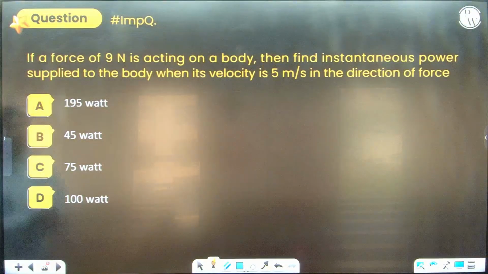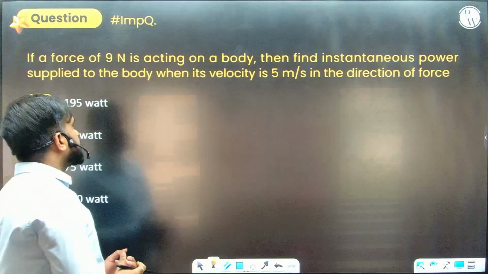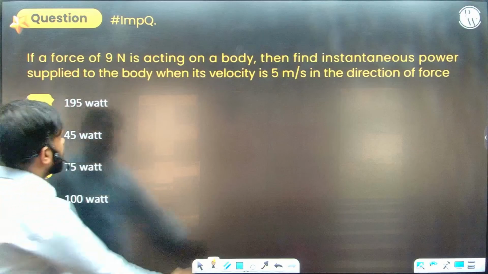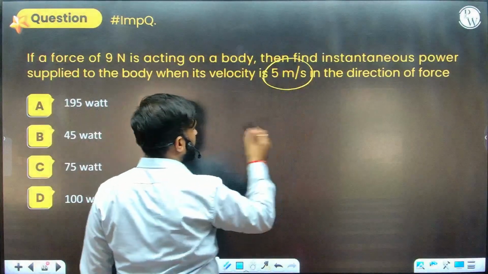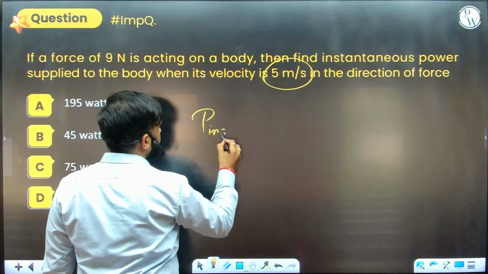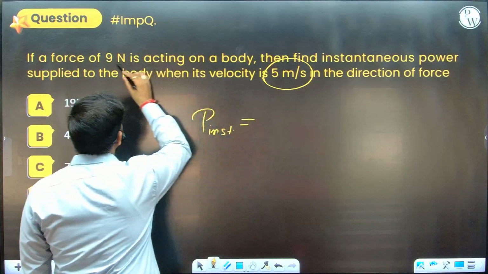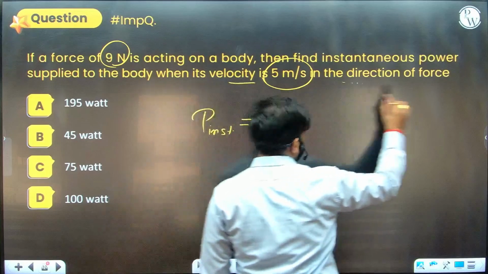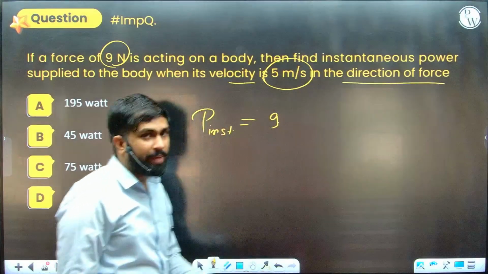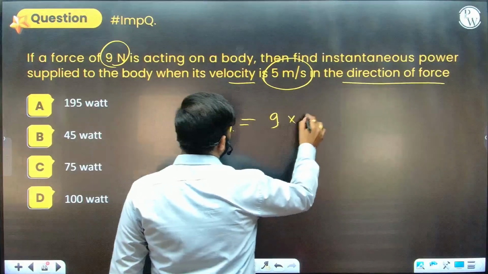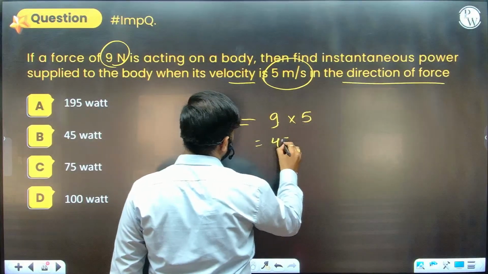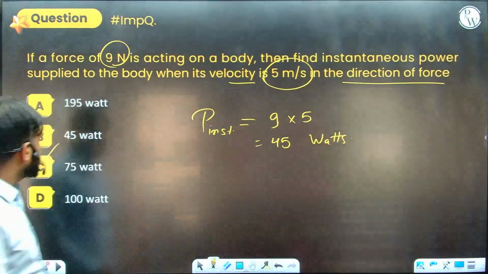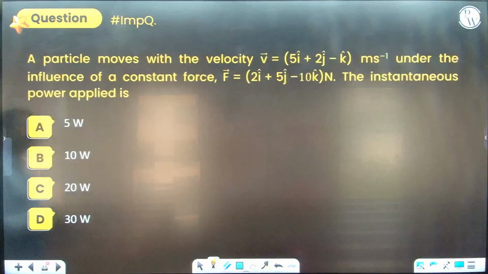Let's take one question. If a force of 9 newtons is acting on a body, then find the instantaneous power supplied by the body when its velocity is 5. Correct or not? So instantaneous power is simply the force at that moment, 9 newtons. And they are saying that velocity and force are in the same direction, so the dot product will be maximum, cos theta will be 1. So 9 into 5, 45 watts. That is it. This is how you do the problems on power.